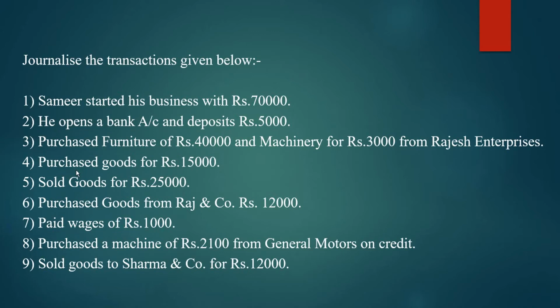Right now the next transaction, purchased goods for rupees 15,000. It's in the form of cash. For that sake, this particular transaction can be recorded either in the payment voucher or purchase voucher. In this particular case, the debit will be purchase account and the credit will be cash, and we will record this particular transaction in payment voucher. Okay. Now let's go back to Tally.